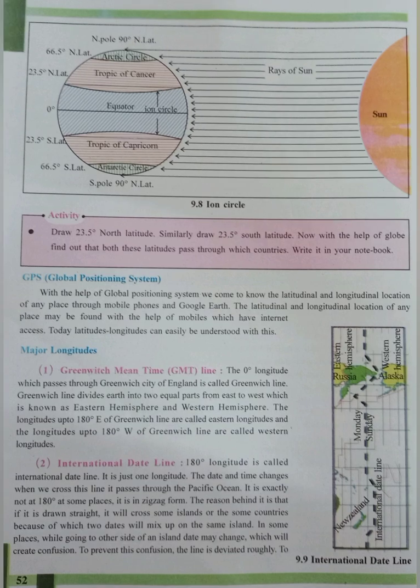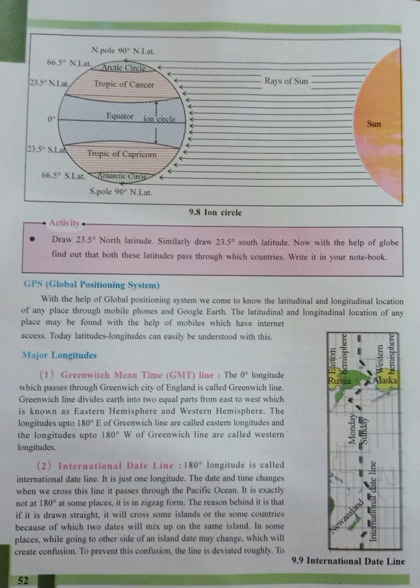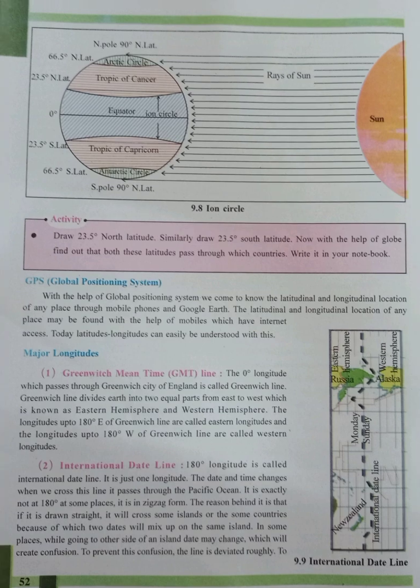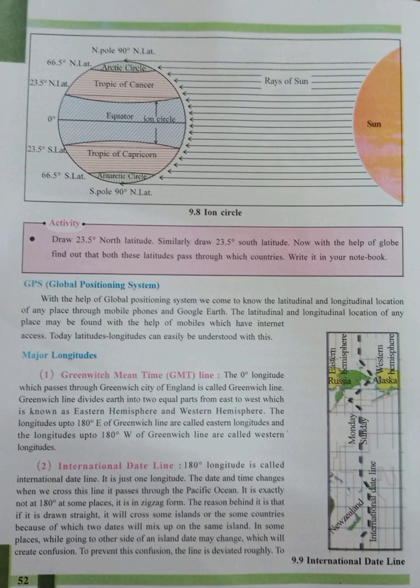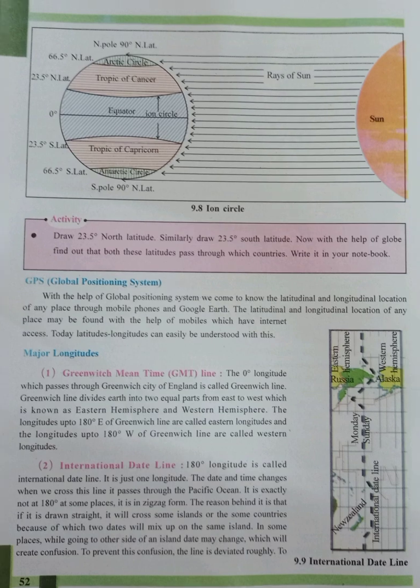Students, 23.5 degree north latitude passes through India, Bangladesh, Myanmar, China, Saudi Arabia, Egypt, Libya, Algeria, Mali, Mauritania, Western Sahara, Mexico. 23.5 degree south latitude passes through Mozambique, South Africa, Botswana, Namibia, Brazil, Argentina, Chile, Australia.